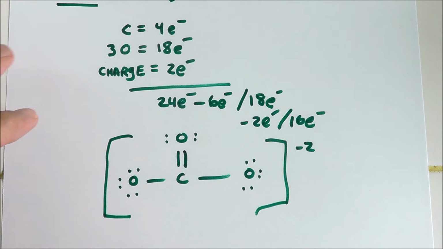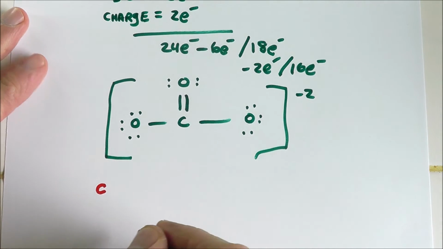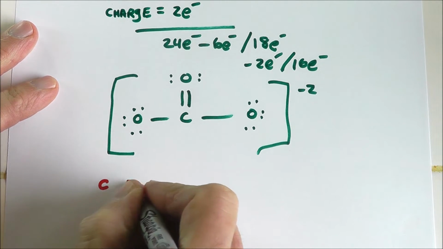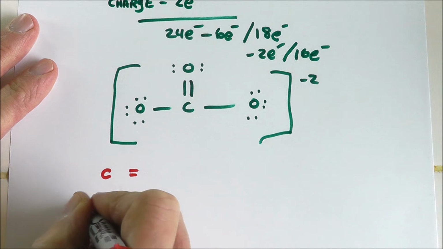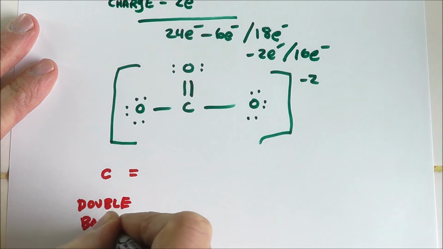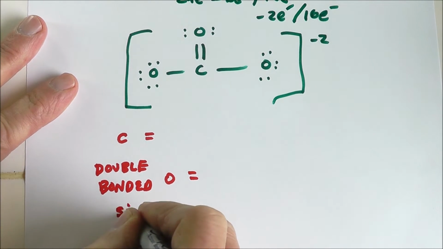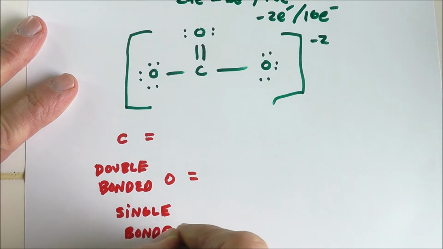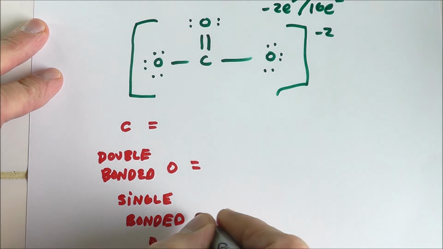All right, so back to this. We're going to test carbon's formal charge. Now, I have to treat these 2 oxygens differently. So this is going to be carbon. We'll do that. Then I'm going to call this double bonded O, and then single bonded O. And we're going to look at the structure and do the formal charge test on everything.